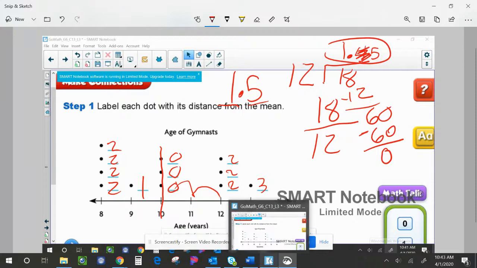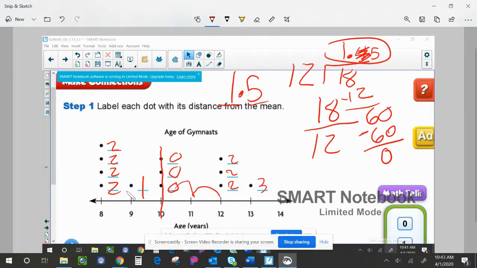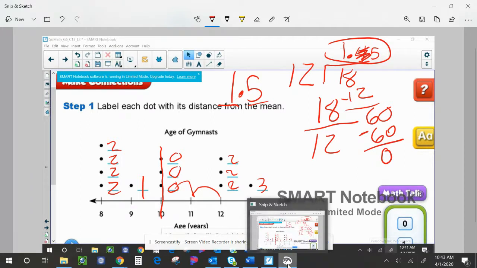All right, so we got math today. That is how to do the mean absolute deviation.